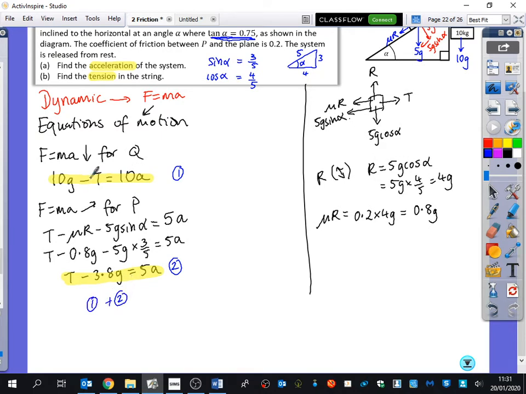So when I add these bits, just be really careful. You're going to get 10g minus 3.8g, and that will be equal to 15a. 10 minus 3.8 is 6.2, I think. So 6.2g divided by 15 is equal to the acceleration. So the acceleration is 4.050, or we could just say 4.1. Today I'm going to use two significant figures because why not?